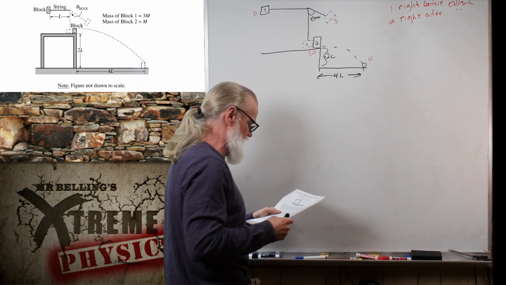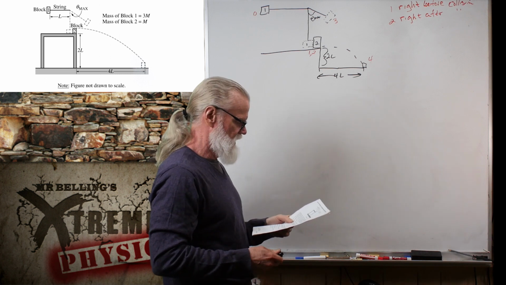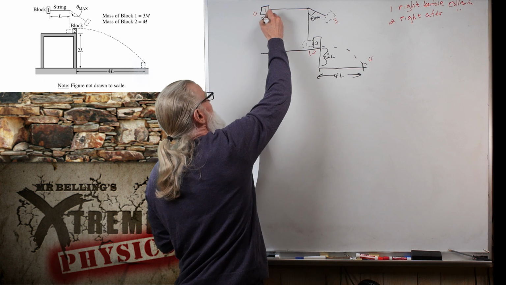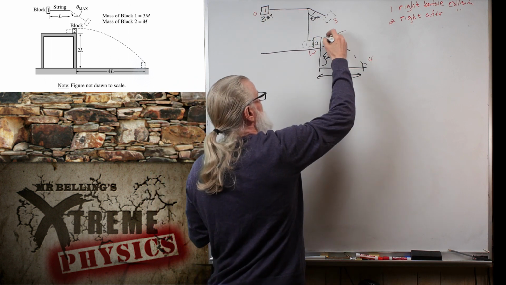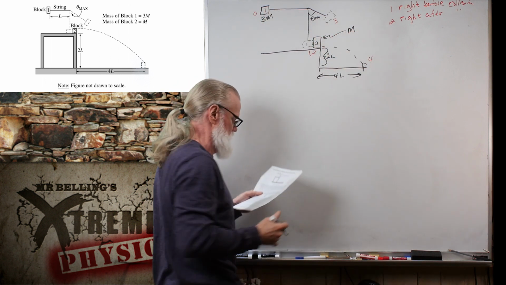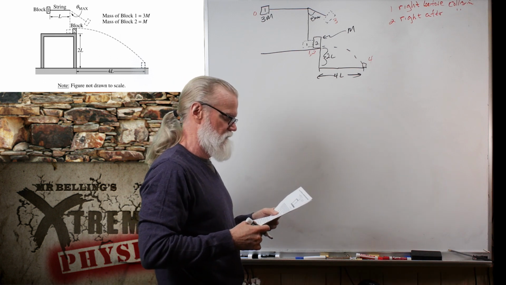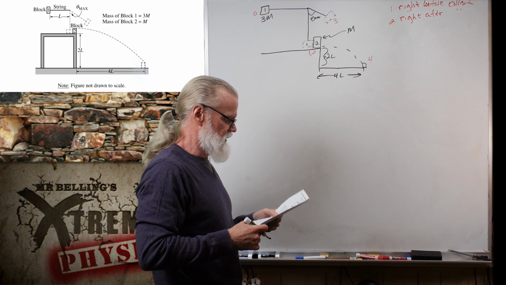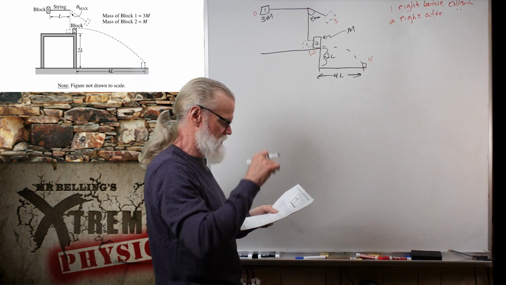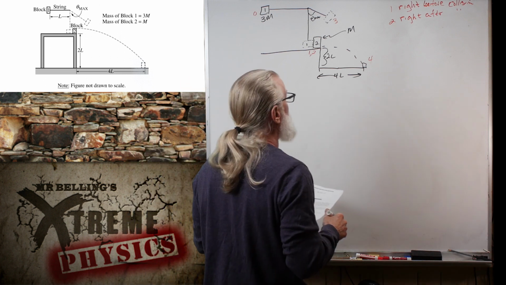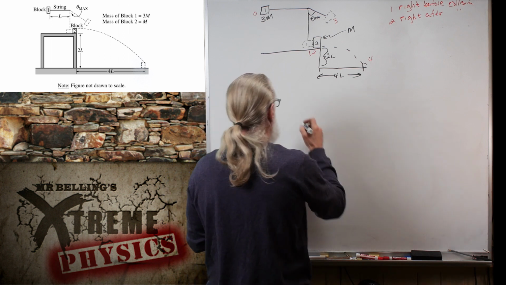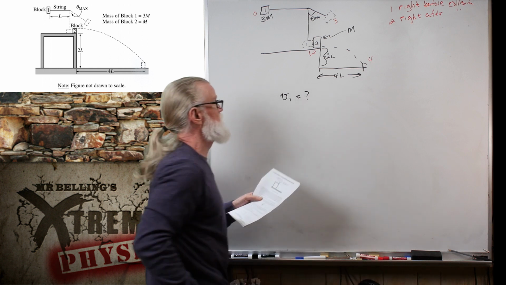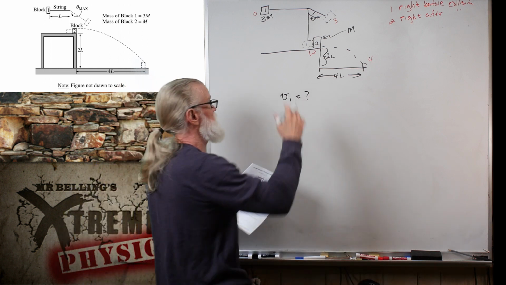So let's take a look at what we've got. I guess this is mass 3m. I'll write that there. This is mass 3m, and this is m. All right. Determine the speed of block 1 at the bottom of the swing just before it makes contact with block 2. So right before it makes contact, we want to know v1 equals. Make sure you label these.